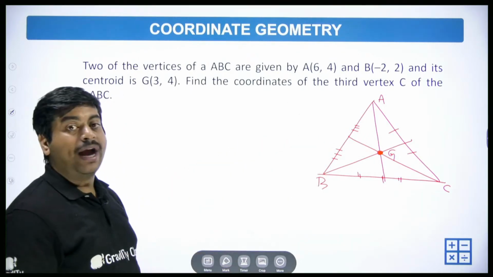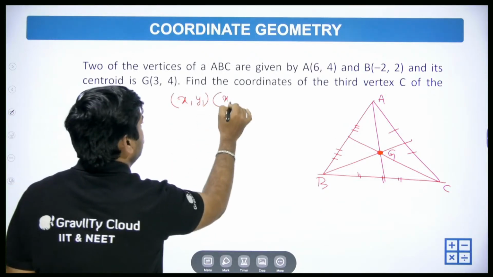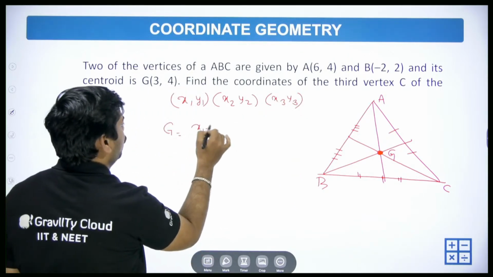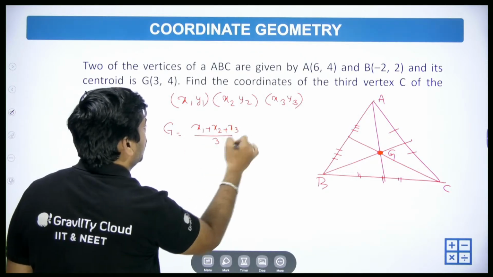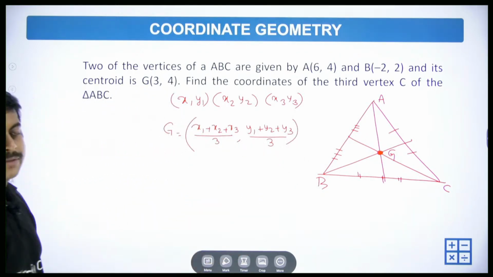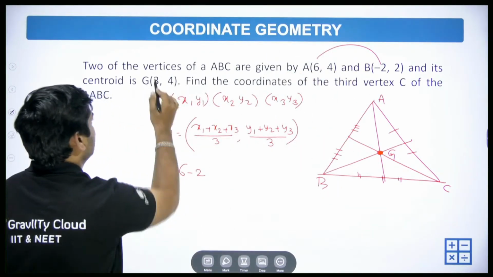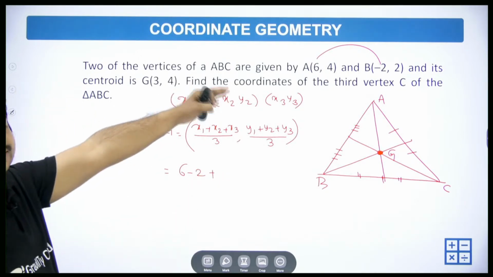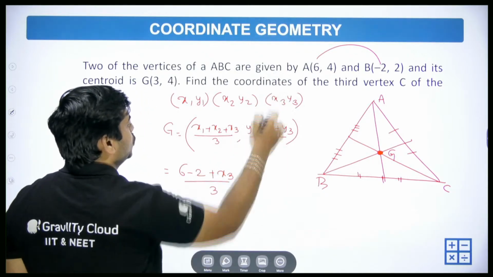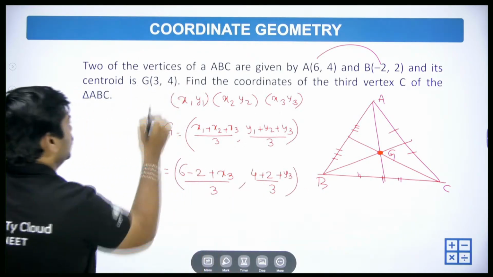Now, to find the centroid of the triangle formed by three vertices (x1, y1), (x2, y2) and (x3, y3), the centroid G is given as ((x1 plus x2 plus x3) by 3, (y1 plus y2 plus y3) by 3). So, 6 minus 2 plus the third vertex. We don't know the third vertex, so let's leave it as x3, by 3, comma, y1 plus y2, 4 plus 2, plus y3 by 3. This will give you the value 3, 4.